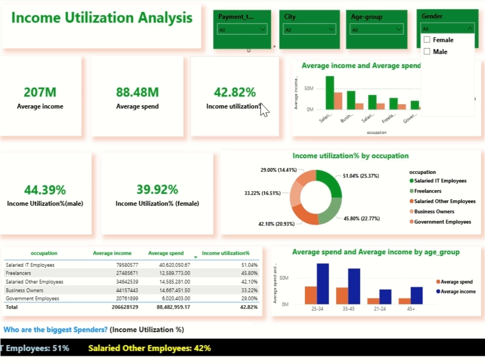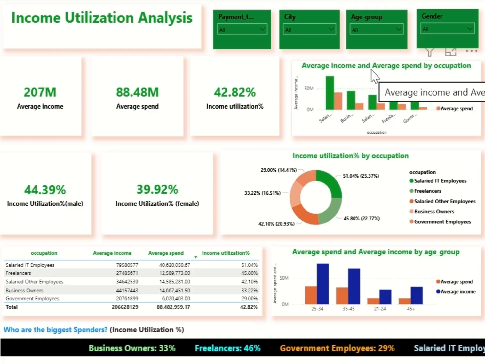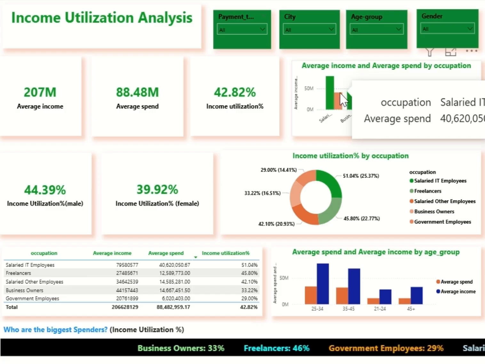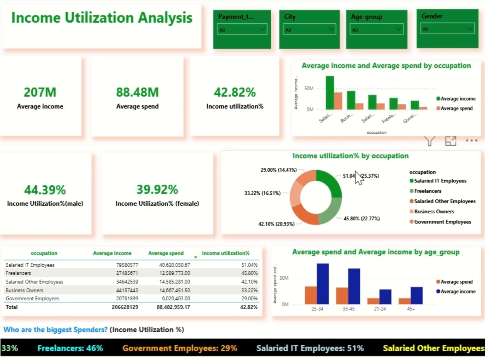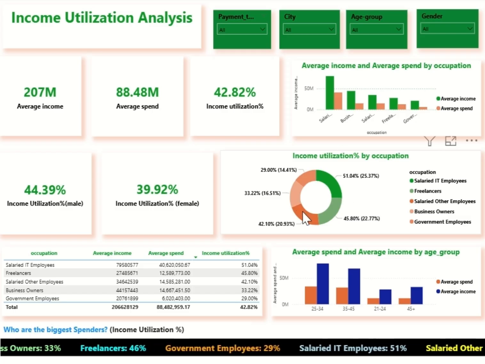And then if you want to dig deeper, that is when I build these visuals here. Our first visual is average income and average spend by occupation. You can see we have various occupations, their respective average income, and how they spend their income. And then here we have income utilization by occupation. You can also see how customers from various occupations spend their income.